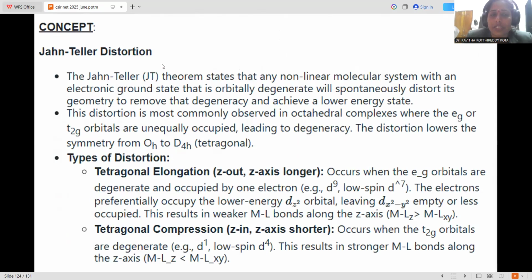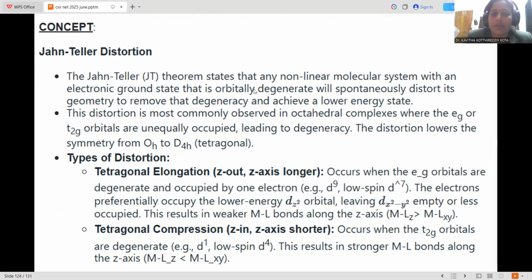Jahn-Teller distortion is taken into the picture. Jahn-Teller distortion is the only reason for this compression and elongation. The Jahn-Teller theorem states that only non-linear molecular systems with an orbitally degenerate electronic configuration state will spontaneously distort in their geometry to remove the degeneracy and achieve lower energy.